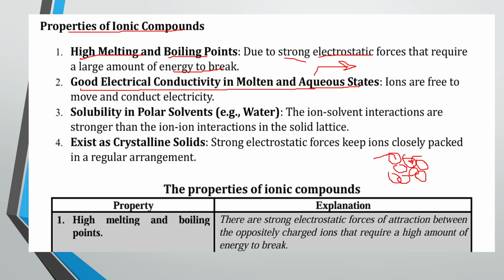So for you to release them, you need to dissolve these solids in water to make them aqueous, or you need to melt these crystals so that they get into a liquid state. That's the only way electricity can be conducted. If they are not in molten or aqueous states, they cannot conduct electricity. That's why, when you're giving this characteristic, you need to include this state: that they are good conductors of electricity only in molten and aqueous states. The reason is that in molten and aqueous states, ions are free to move and conduct electricity. Also, they are very soluble in polar solvents.